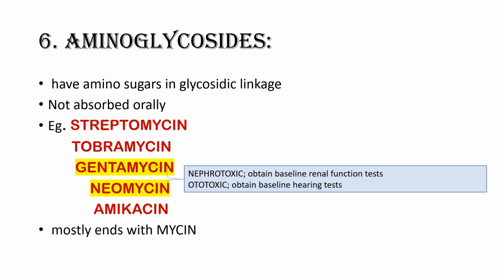Sixth class is aminoglycosides. Aminoglycosides have amino sugars in glycosidic linkage. They are not absorbed orally, so given via parenteral route. Examples are streptomycin, tobramycin, gentamicin, neomycin, amikacin. Mostly ends with the word mycin. Gentamicin and neomycin are very toxic antibiotics. Basically, gentamicin and neomycin are nephrotoxic and ototoxic. So obtain baseline renal function test and hearing test before administering aminoglycosides to the patient.